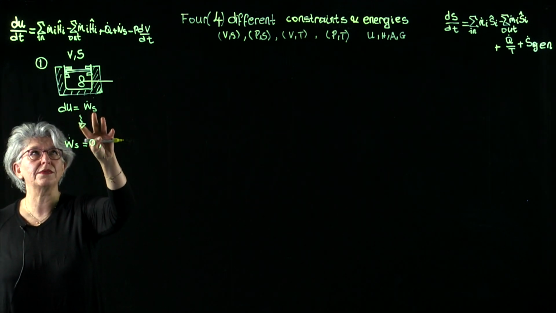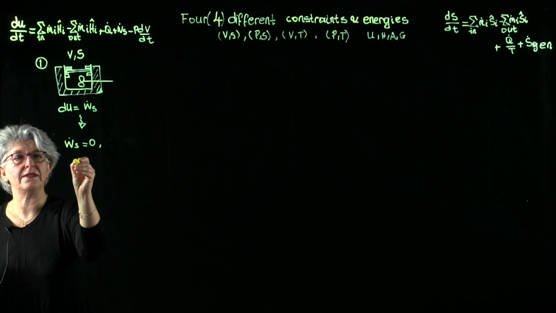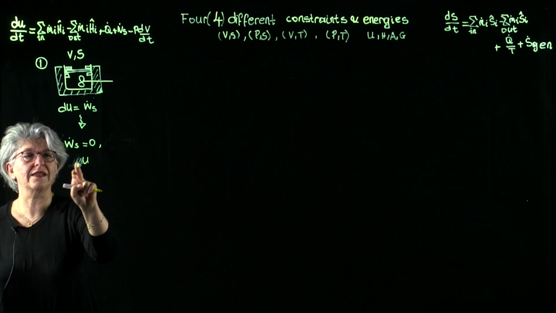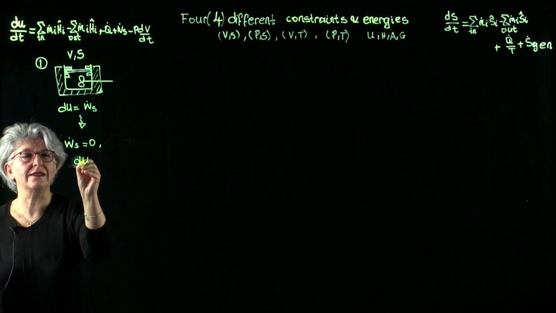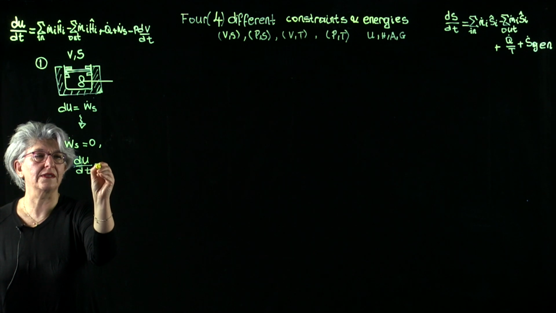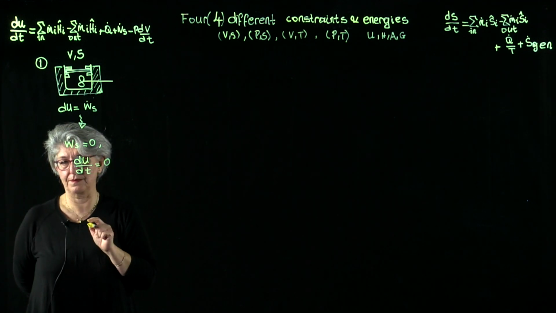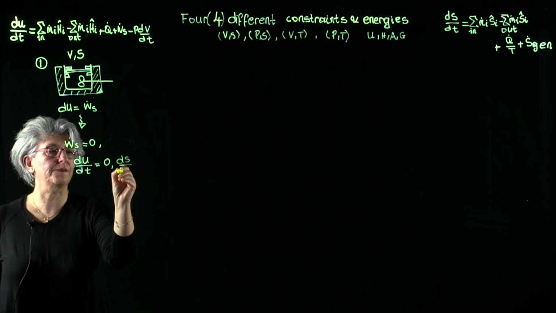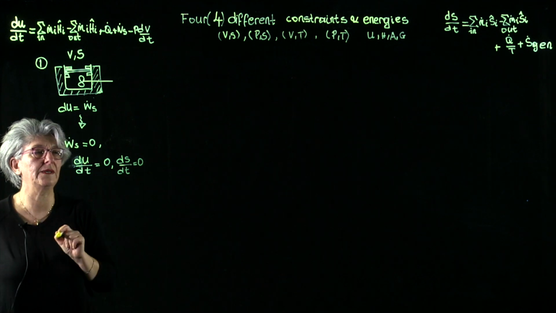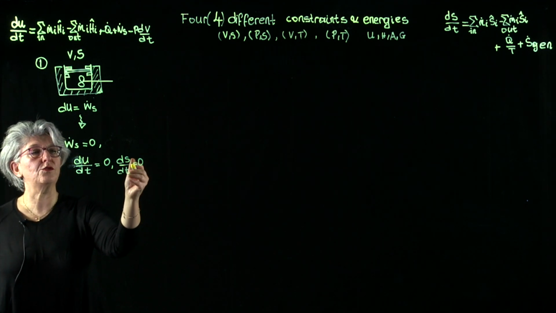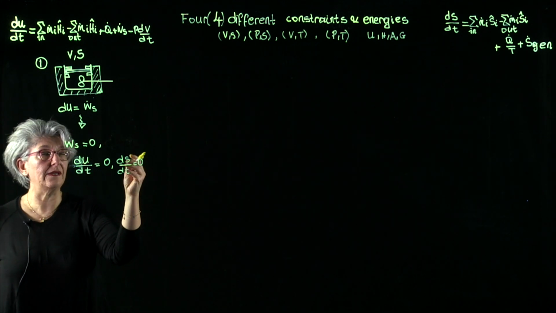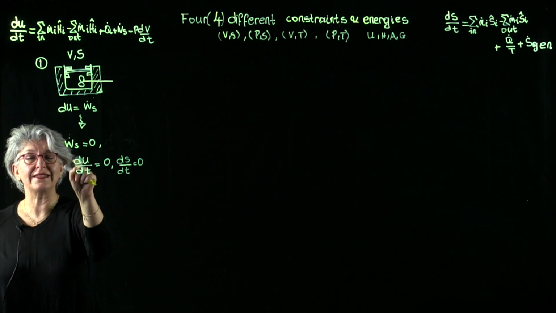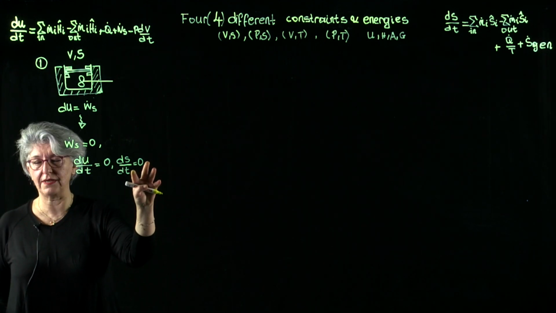I will stop the shaft work, and my system is going to evolve to a state where du over dt is equal to 0 and ds over dt is equal to 0. Okay? This ds over dt is equal to 0 is coming due to the conditions that we have set in the beginning, but let's translate this differential concepts into concepts of equilibrium.